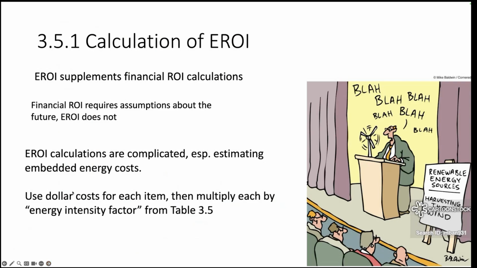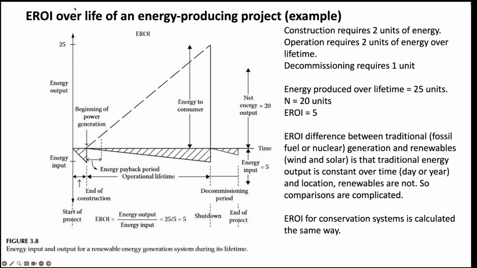All right, so this is the calculation of EROI, and the EROI supplements financial return on investment calculations. The financial return on investment requires assumptions about the future, right? The discount rate, the nominal discount rate, inflation. The energy return on investment does not, and they are complicated because of the embedded energy costs. So use the dollar cost, and then you can multiply it by energy intensity factors from that table we just looked at. So here's an energy return on investment over the life of an energy producing project.